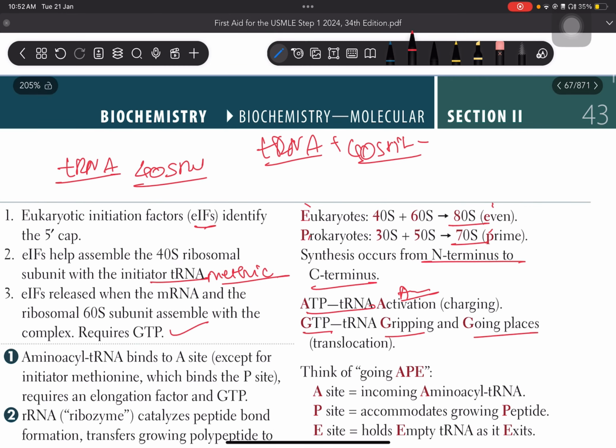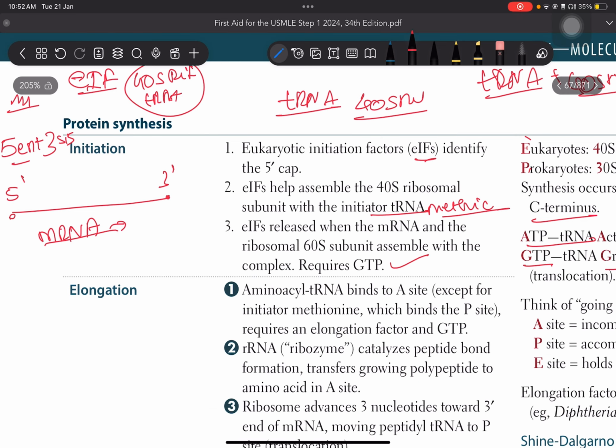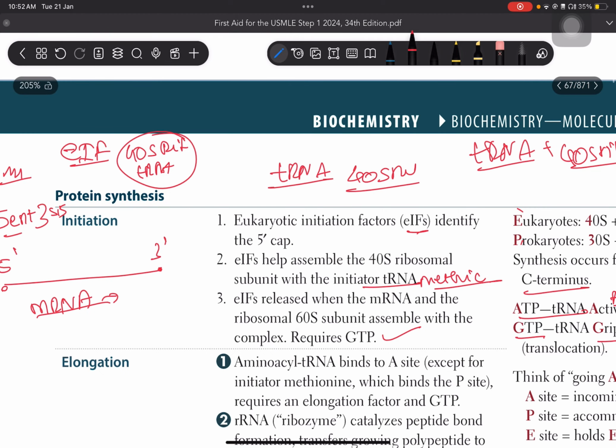What's the function of your initiation factors? Before the entry of your mRNA into the site, they get all the things ready for the mRNA. You have the 40S subunit of your ribosome and you have tRNA. They make up this complex and they get attached. Once the initiation factors are released, the mRNA and the ribosomal complex assemble.